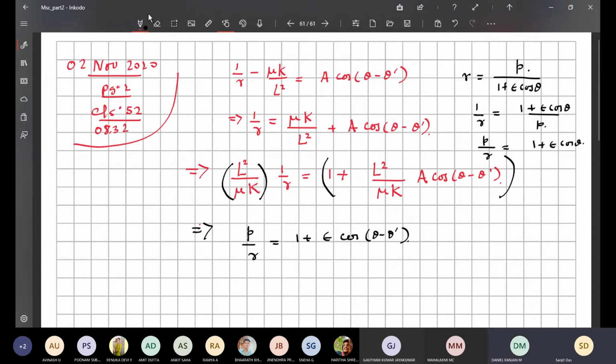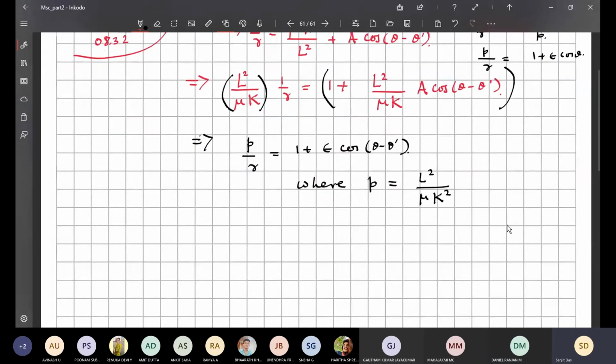So where p, small p, is equal to L square by mu K, and the important aspect is what is epsilon. So epsilon is equal to what? Sir, isn't it L squared by mu k into A? Epsilon is equal to L square A by mu K. This part is completely there.